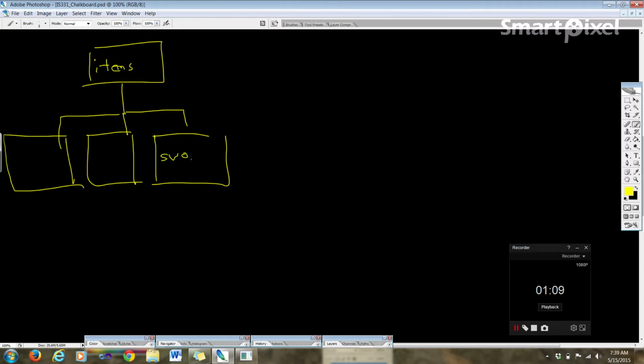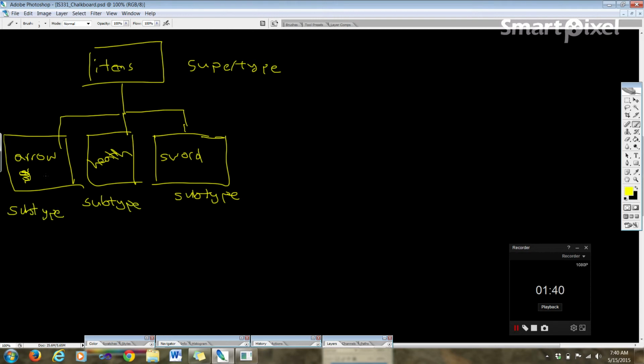Items, you could have a sword, a health pickup, or, no, let's say an arrow, right? So we have an arrow, a health pickup, or a sword, right? So basically, the supertype here would be the items. But now each of these would be a subtype. Now, an item could only be an arrow, health, or sword in any one instance. So this would be exclusive.